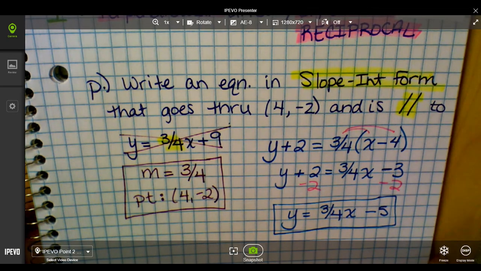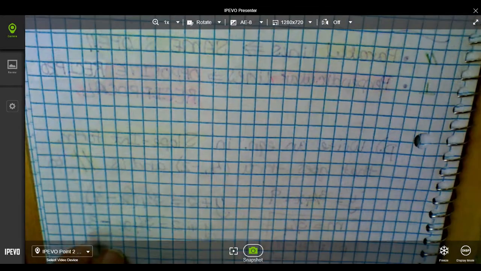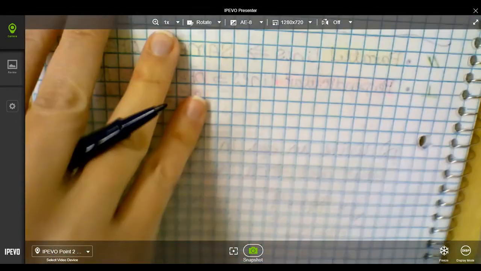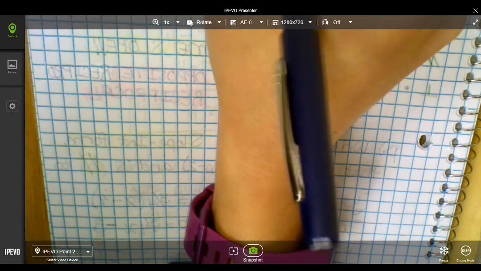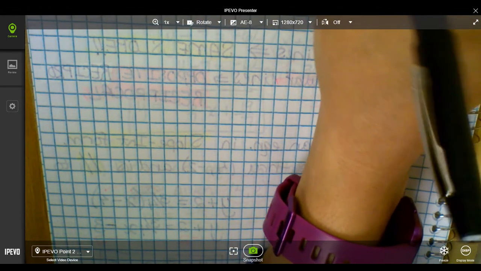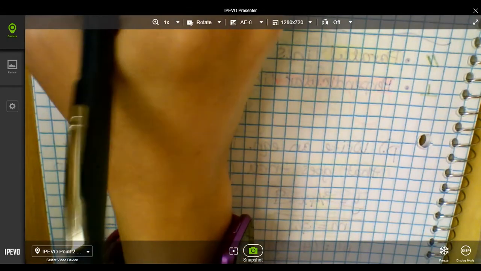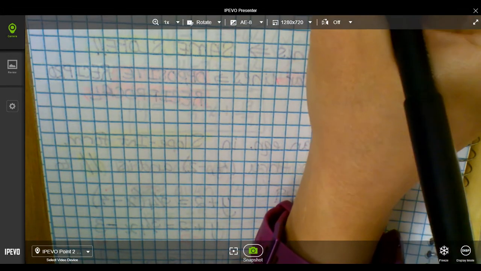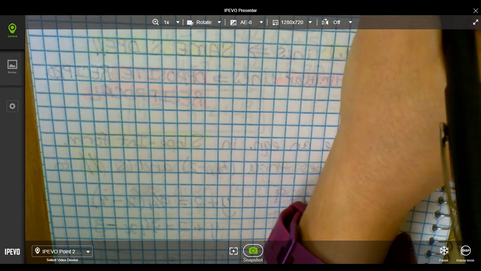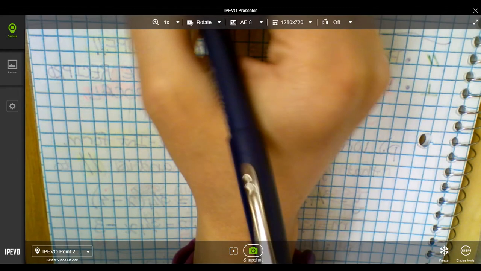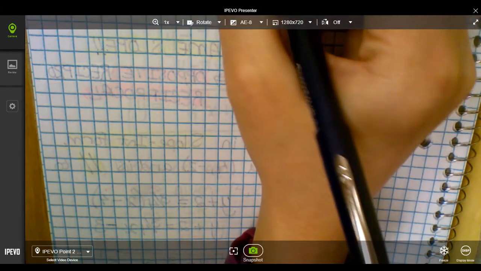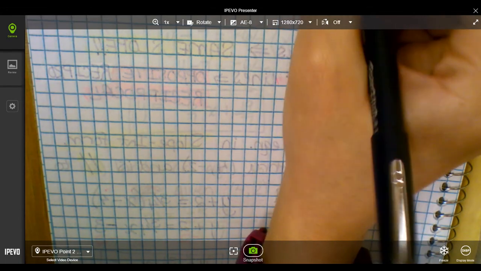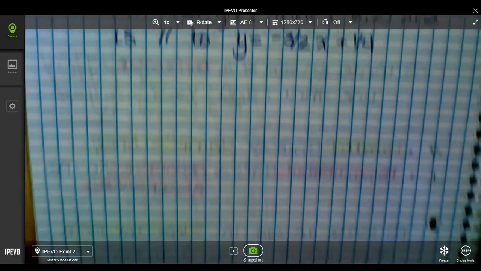Okay, so take that one in, pause the video if you need to. Let's go on to another one. We left off on P, so Q is going to look like: write an equation in slope-intercept form that goes through (-6, 2) and is parallel to the equation y equals -3/2 x plus 1/4.